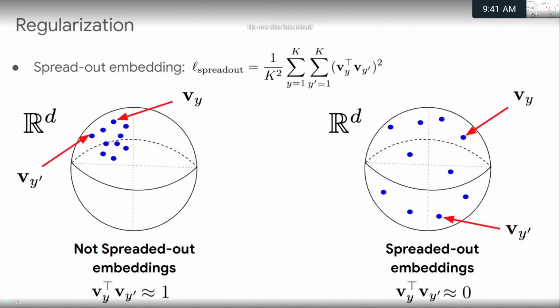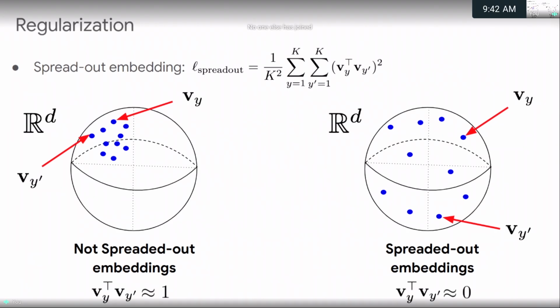So what does it do? v sub y and v sub y prime are label embeddings for two different labels, y and y prime. Before I continue, I have to mention that we normalize all the label embeddings such that their 2 norm is equal to 1. When the 2 norm is equal to 1, it means that all the label embeddings are located on the surface of a hypersphere.